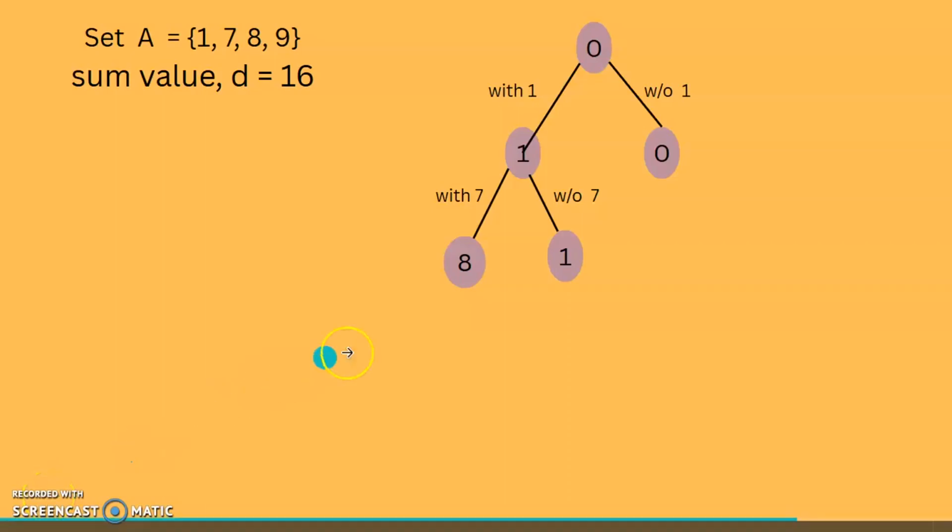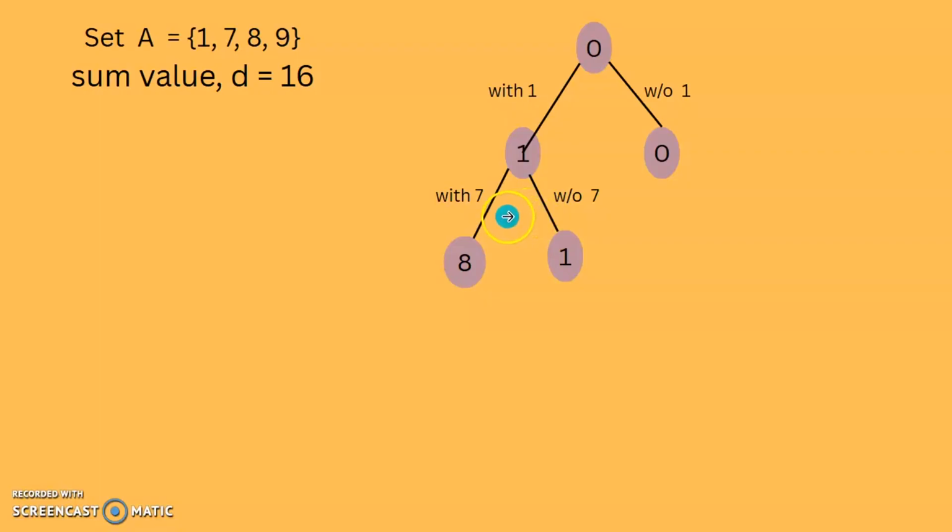Now let us continue in the left subtree. Here you take the second element. So what is the second element? 7. So left subtree with 7, right subtree without 7. With 7 means you add this sum value with 7, so the new sum value will be 8. But here it is without 7, so this 1 will be carried over and the same sum value will be stored in this right subtree here.